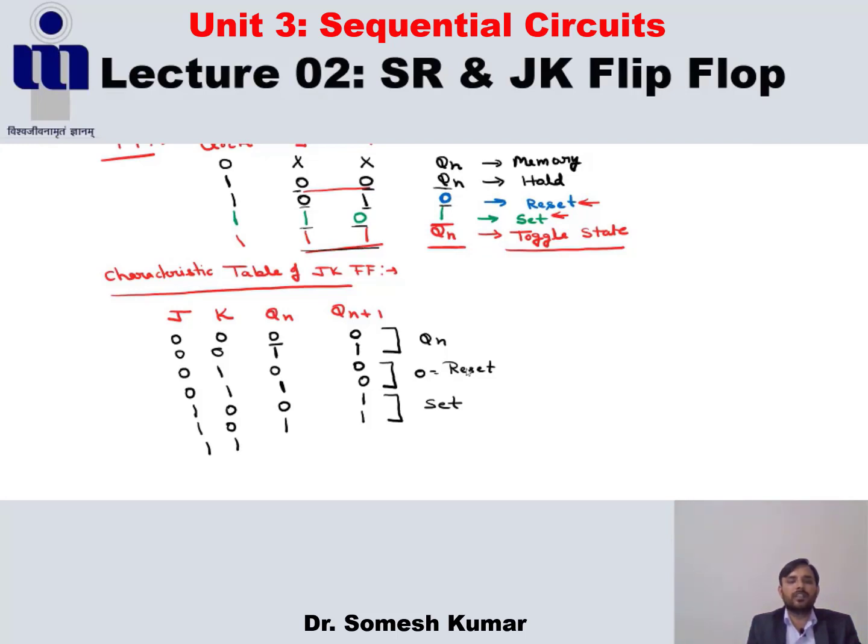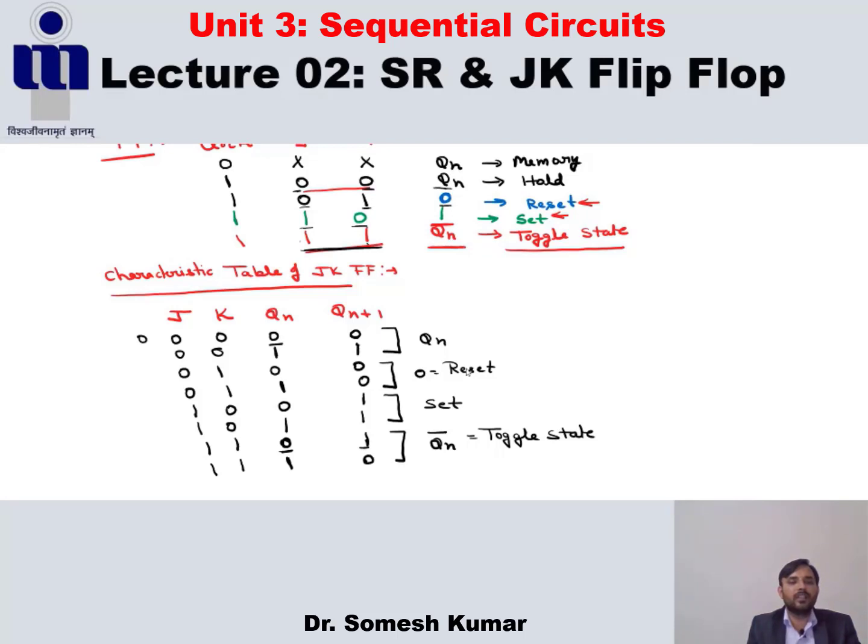What happens in the next case, when J is 1 and K is 1? This is the last state of the truth table. When J is 1 and K is 1, the next state is the inverse of the previous state. If I assume the previous state is 0, the next state is 1, the inverse of it, as per this truth table. Now if J is 1, K is 1 and the previous state is 1, the next state becomes 0. So this becomes Qn bar, and this state is called the toggle state. This is the characteristic table of our JK flip-flop.